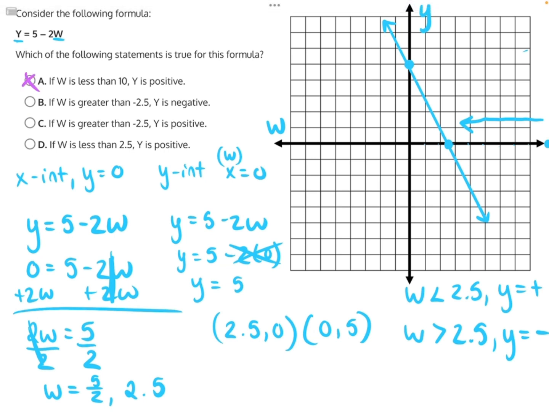B says if w is greater than negative 2.5, which would be over here, negative 2.5, and greater than would be to the right, then y is negative. Again, this isn't true. If we were to follow this point up, it would maybe be right about here, and then everything greater than this point would have all positive y values until we cross this w equals 2.5 point, and then all of the y variables would be negative. So B is also incorrect.